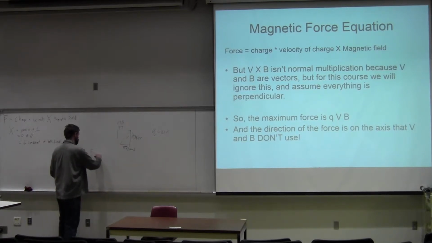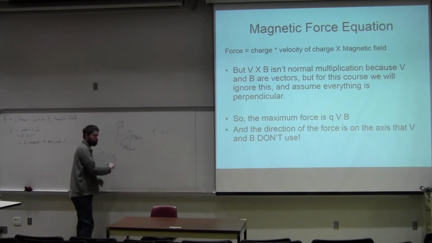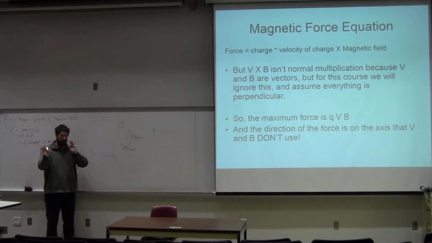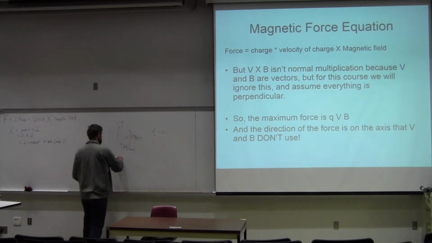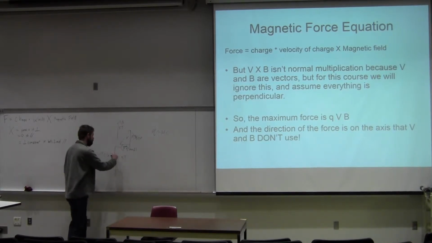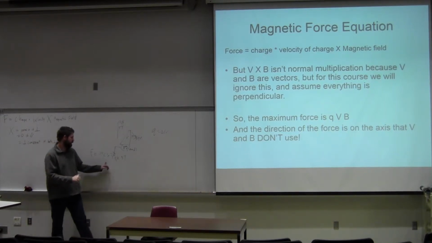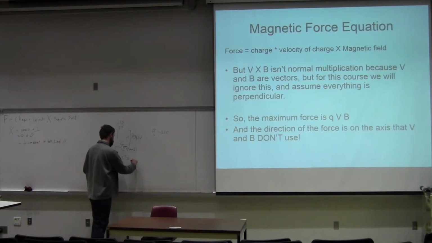My force would equal 0.1 coulombs, which is the charge, times the velocity. And I'm going to leave off the direction because we have to do the direction some other way. Times the 5 Tesla. Notice I only put the part that was perpendicular into the equation. The part that's parallel, we ignore it for the force. And this would be 1.5 newtons.